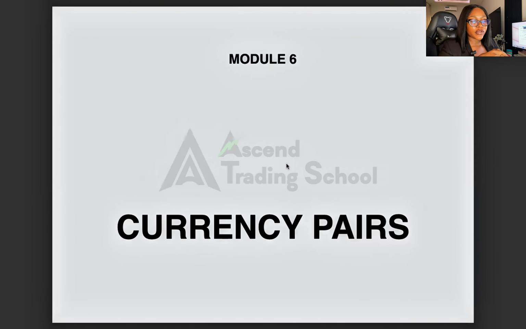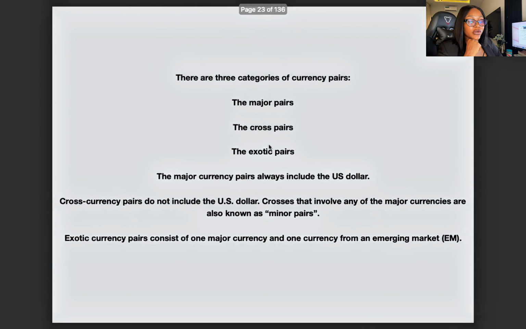Welcome to module 7. In module 7 we'll be discussing currency pairs. Remember that I told you that what forex traders do is buy and sell currencies; we are trading currencies. So we're going to get into the nitty-gritty of the currencies. Now there are 3 categories of currency pairs. We have the majors, which are the major currency pairs. We have the cross currency pairs, which are also known as the minors, and then we have the exotic currency pairs, exotic as the name implies.